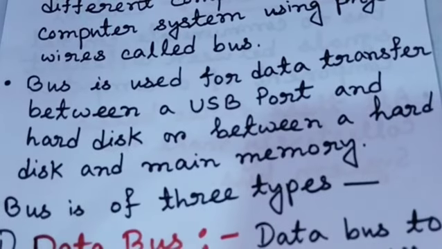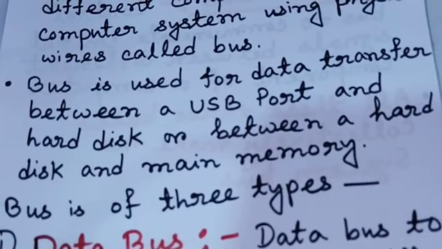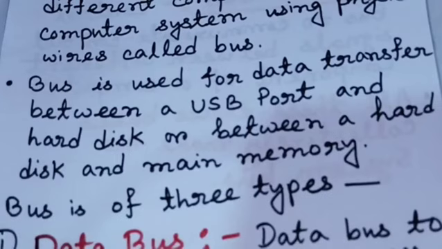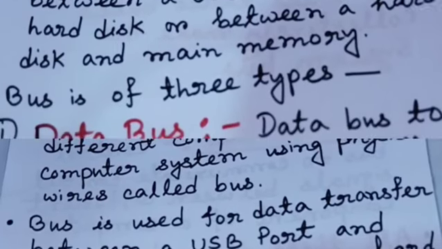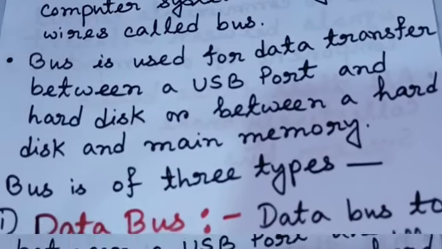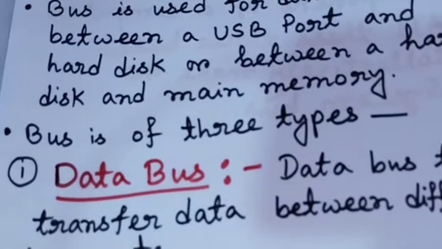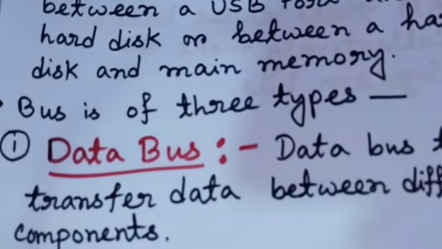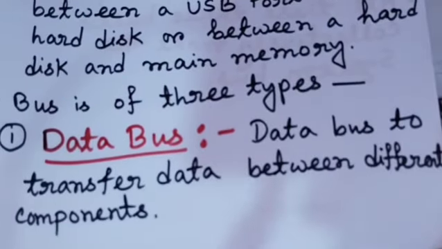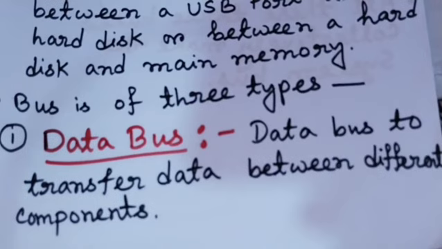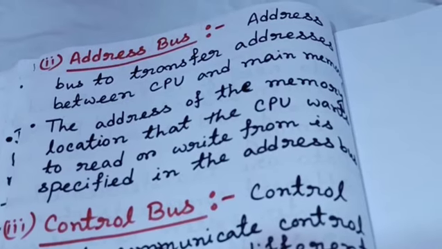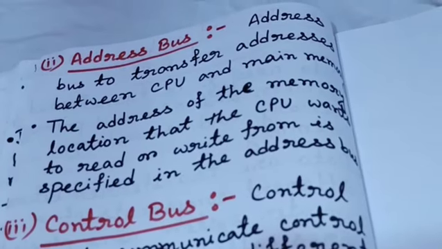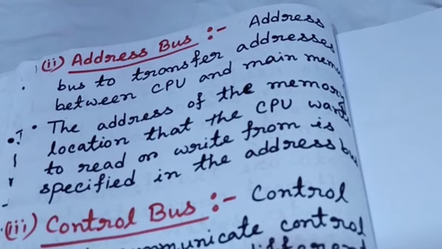Bus is used for data transfer between a USB port and hard disk or between a hard disk and main memory. Bus is of three types: data bus, address bus and control bus. Data bus: used to transfer data between different components. Address bus: used to transfer addresses between CPU and main memory.